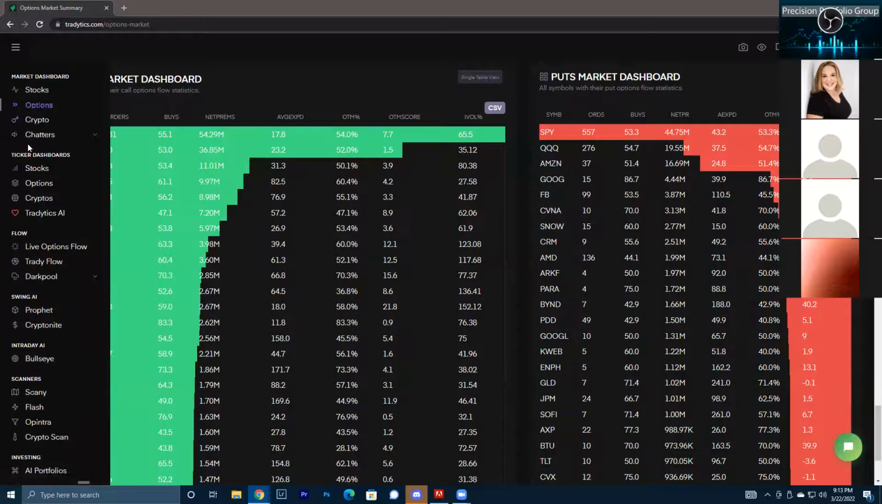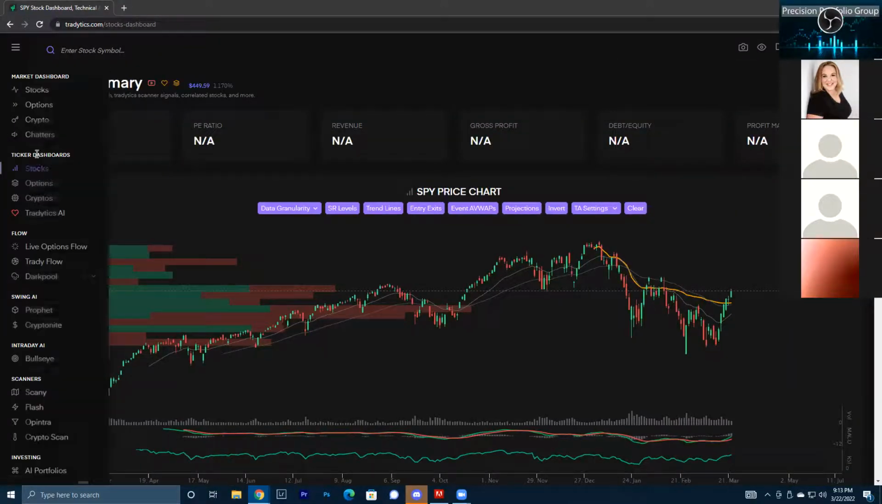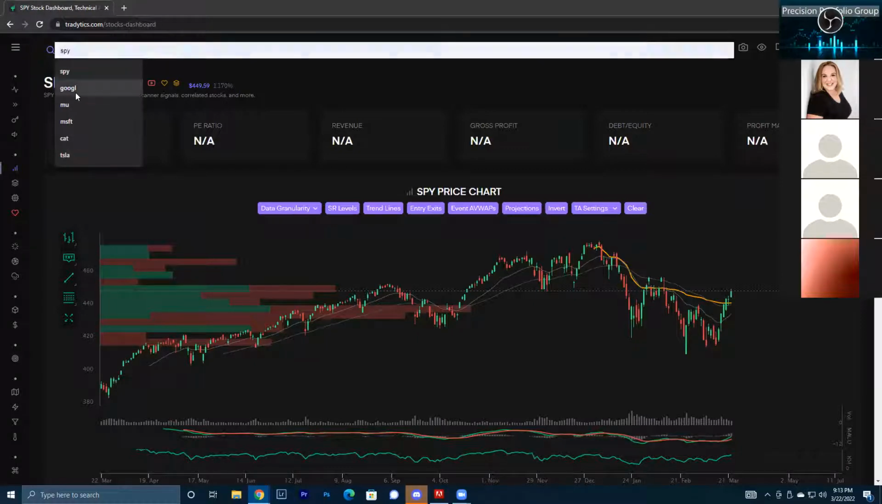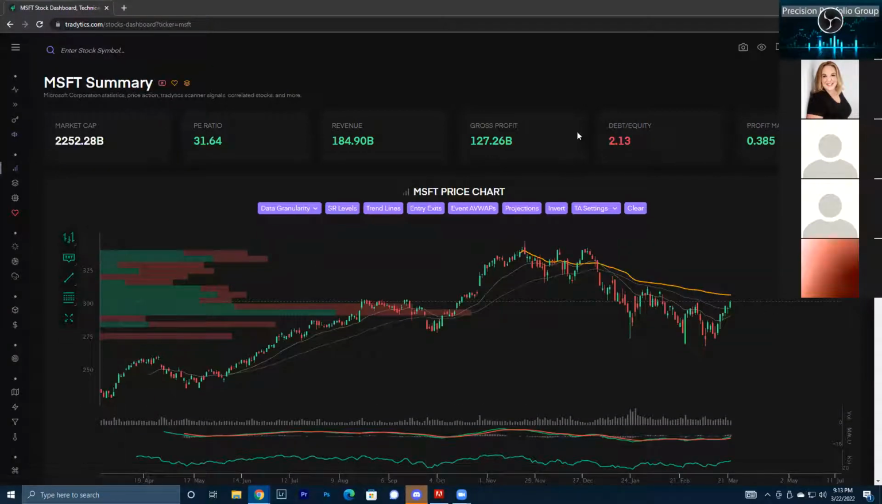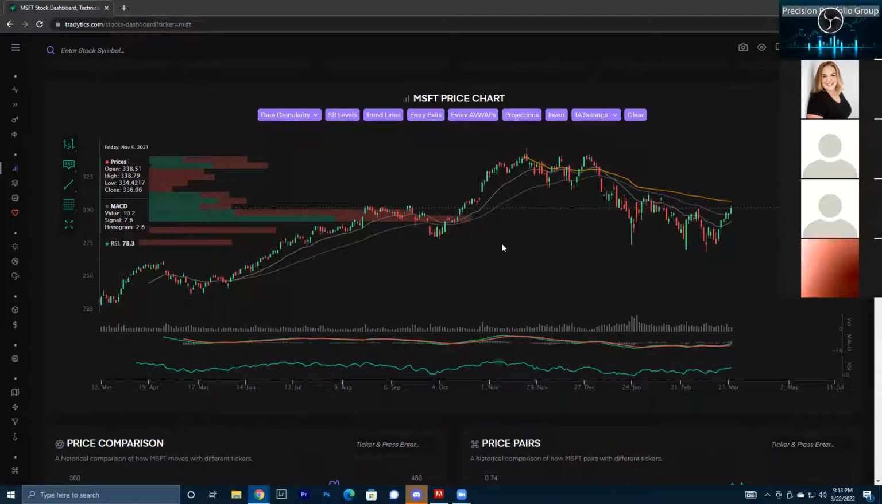Let's go to the ticker dashboard here. Same thing. Now, what separates the ticker dashboard from the market dashboard is you can put in a particular ticker. Let me give you an example. For instance, let's go to Microsoft. You can put Microsoft in, and they'll give you roundabout information on Microsoft as far as the ratio is concerned, the revenue, gross profit, margin profit, stuff like this. You really don't need that.